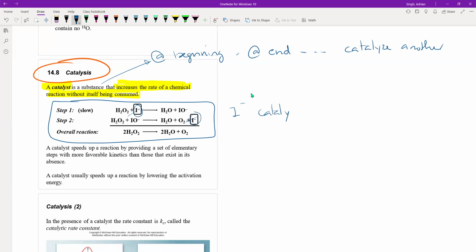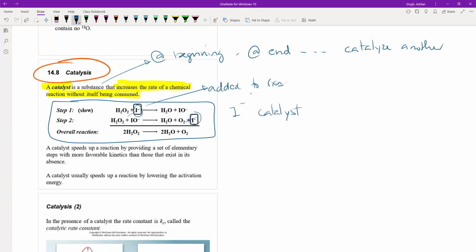Right? Remember, it is different than an intermediate. An intermediate is something that is generated in one step and then used up in a subsequent step. Here, the iodide isn't generated, it is actually added to the reaction. Okay? It does its thing and then it's regenerated at the end, so it can go into another reaction and catalyze that reaction also.